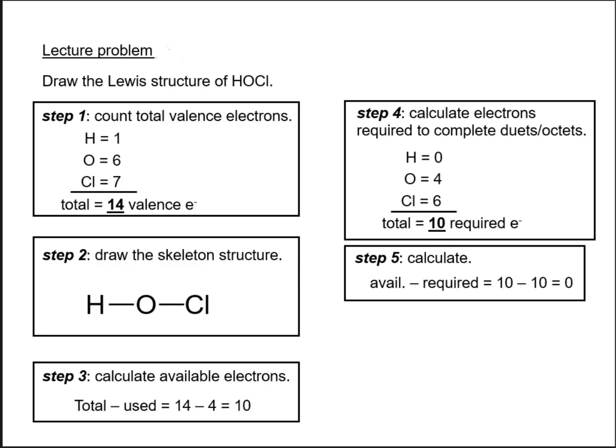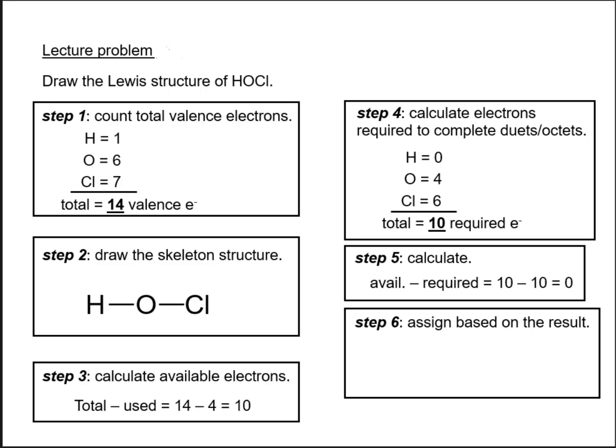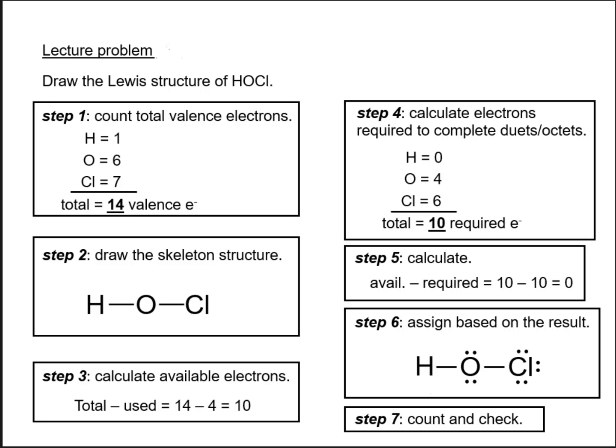But since this is a 0, it means that we don't expect to see any double bond, extra lone pair, or anything. So we're gonna look at our skeleton from step 2, and we're going to distribute those 10 valence electrons we had available in order to make oxygen and chlorine octet. So 2 and 2, 4, 6, 8, and 10, and this is the Lewis structure of HOCl. Now, hydrogen is duet, oxygen is octet, chlorine is octet, and in total, we have used only 14 valence electrons.